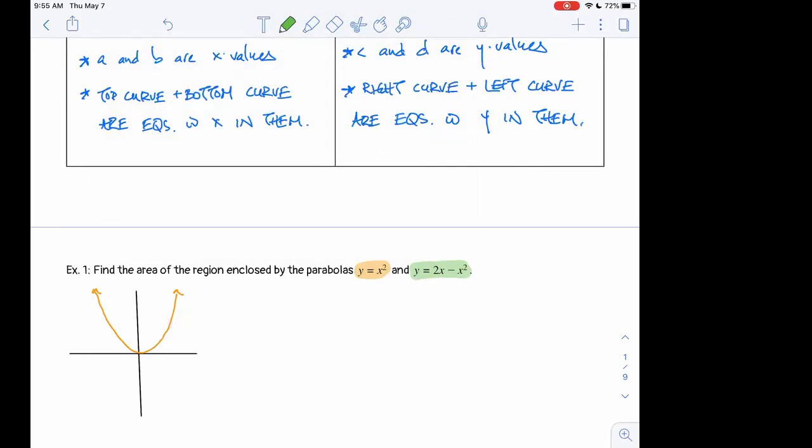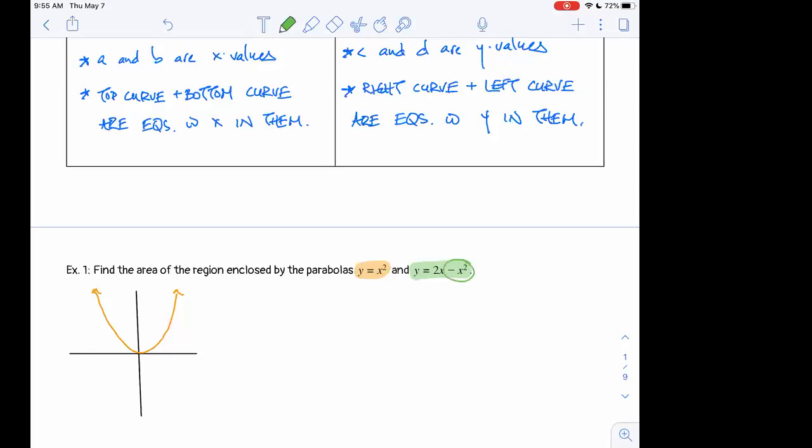Isn't it also a parabola? It is also facing down? It is facing down. And how do you know that? Because it's negative in the middle, or it's 2x minus x squared. Yeah, that x squared part is negative, okay?